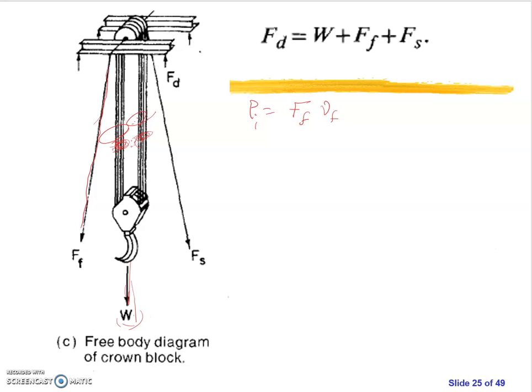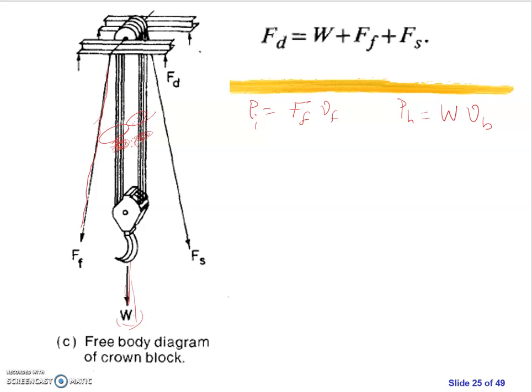Now, what is the output power? The output is the weight, right? The weight that is pulling upward is being raised or lowered, right? So the output power is equal to the weight multiplied by the velocity of the traveling block, right? The whole system right here.